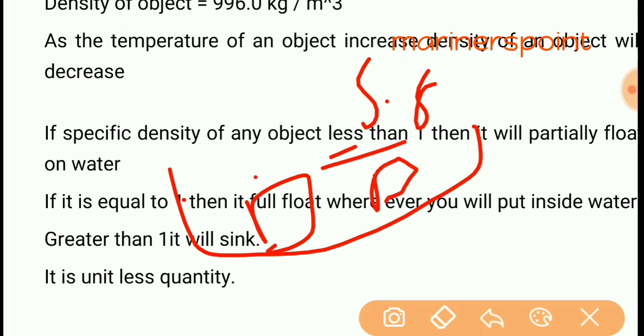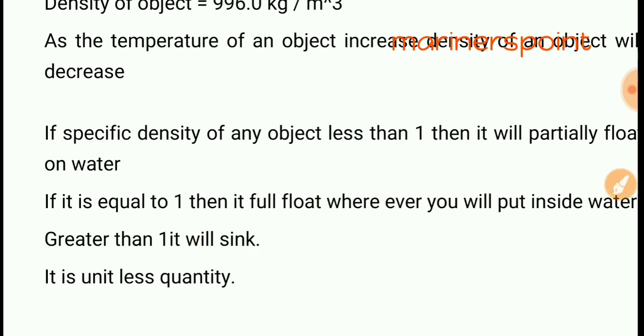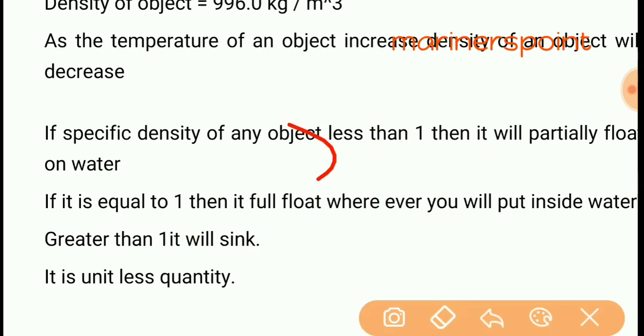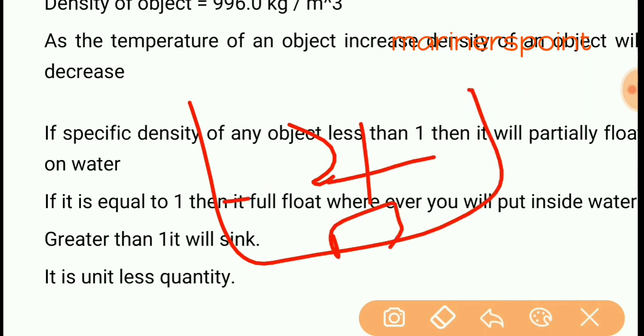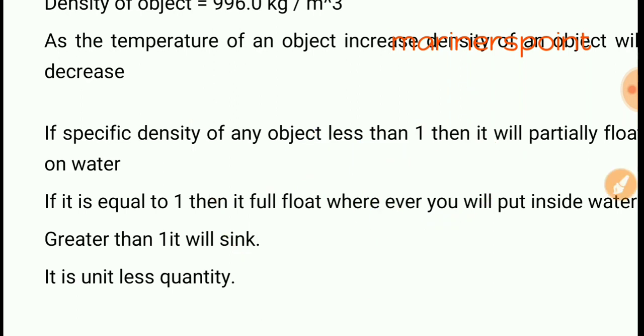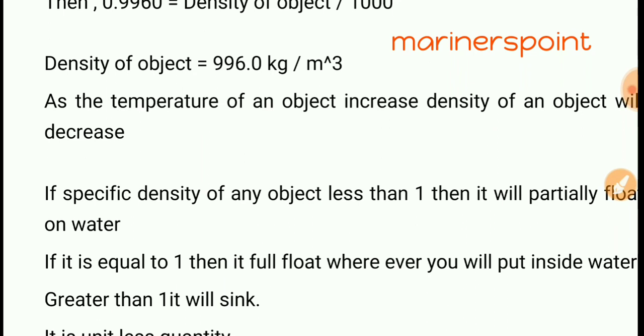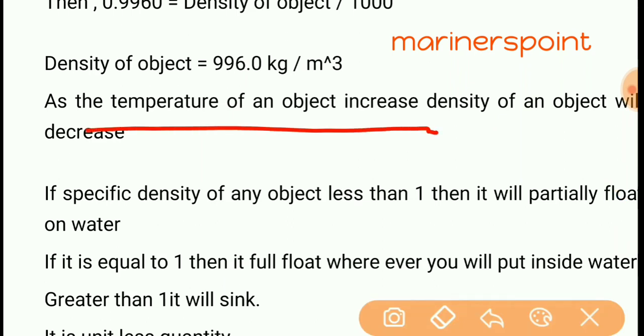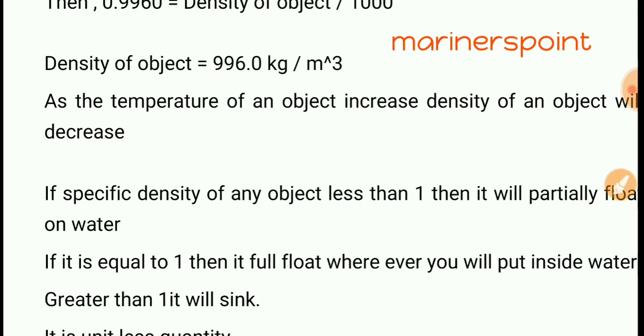If the specific gravity is greater than 1, then it will sink and go to the bottom. This is all about specific gravity. It is a unitless quantity. Also remember, as the temperature of an object increases, its density will decrease. Density of water is maximum at 4 degrees Celsius.